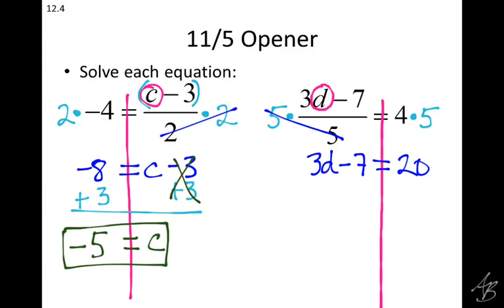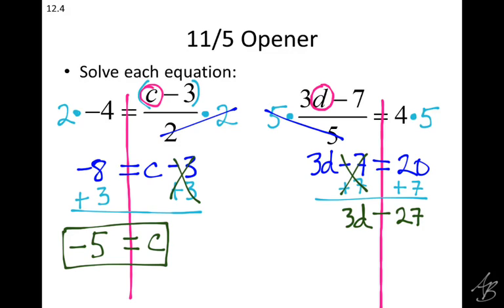So we still have to choose which one to get rid of. We're going to get rid of the minus 7. All right, good. So we're going to add 7 on both sides. On the left side, the minus 7 and the plus 7 cancel, leaving 3d. And then on the right side, 20 plus 7 is 27. What else do I need in here?